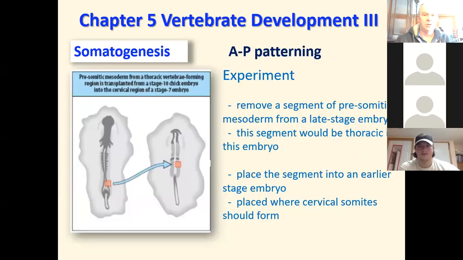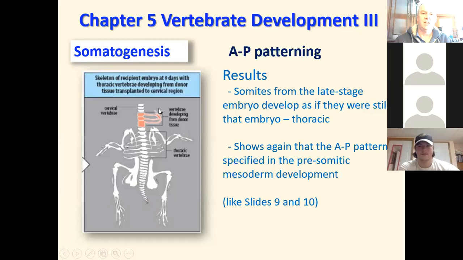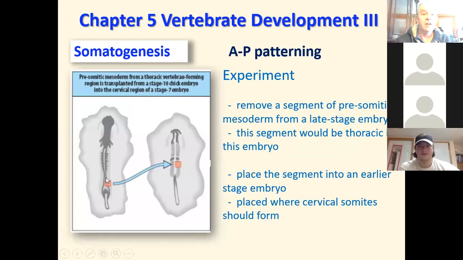And we saw through this really cute experiment, if you take pre-somitic mesoderm from a late stage embryo, and you put it further up in a younger embryo, it's still late stage somites, right? It's still giving us what should be thoracic, but now they're up earlier because you stuck them up earlier, which tells you that those cells, when they are in that pre-somitic mesoderm state, are already patterned.